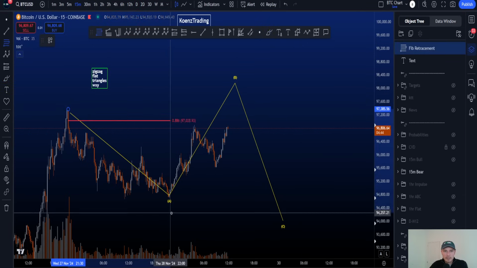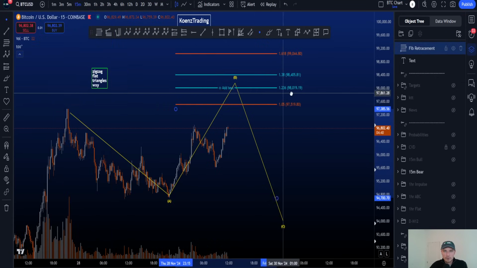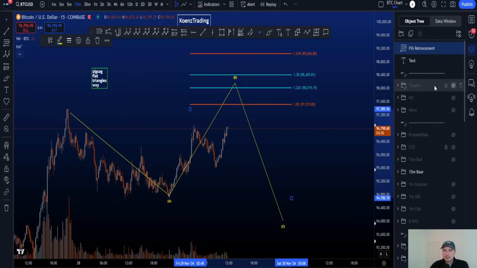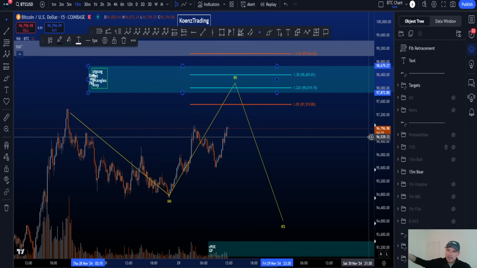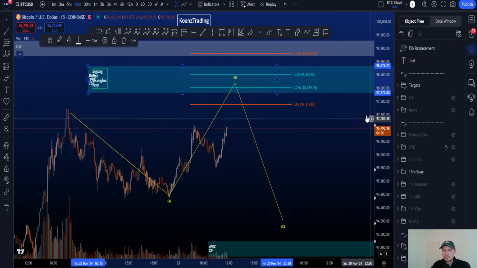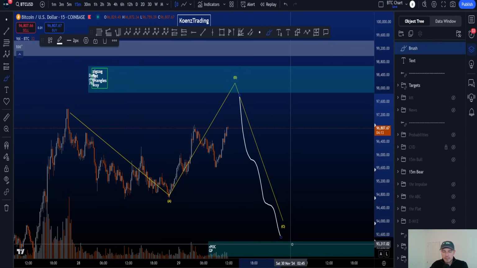Now, if I take the Fibonacci from the start to the end of A and toggle on the target for your B, then you can see that the target for B, which is the blue fibs here, is in confluence with the resistance box that we have above us, as explained earlier, between 97.8 and 98.7K. Right, so that is an important resistance area also with regards to this scenario, right? So it's a bit of confluence between the Elliott wave scenario and the box here on the chart. Now, after wave B, we then look for a 5-wave C to the downside.